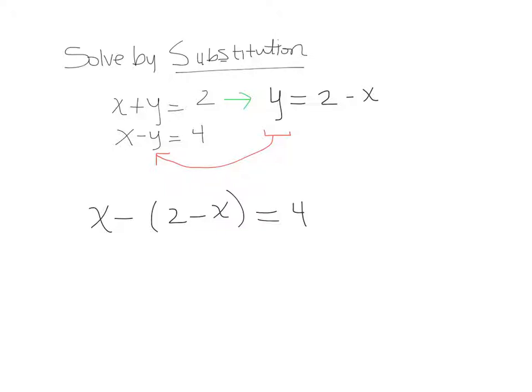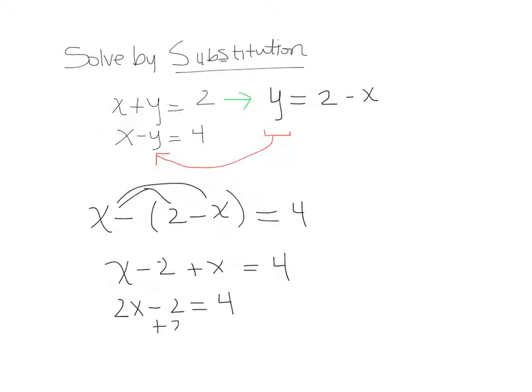Alright, now the next thing to do is some simple distribution, distributing that negative sign. So I'm going to get x minus 2, and then, negative times negative is positive, plus x equals 4. And then I'm going to combine some like terms here.